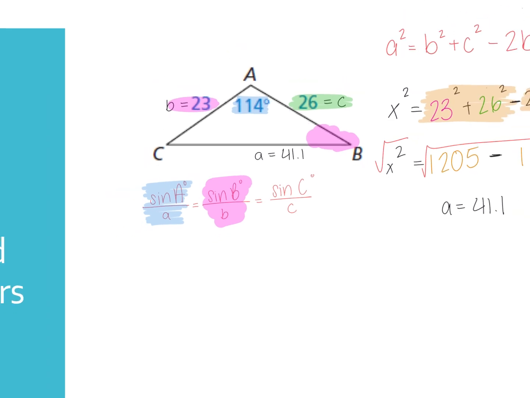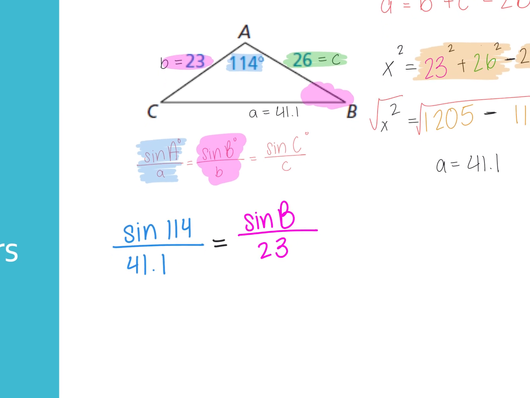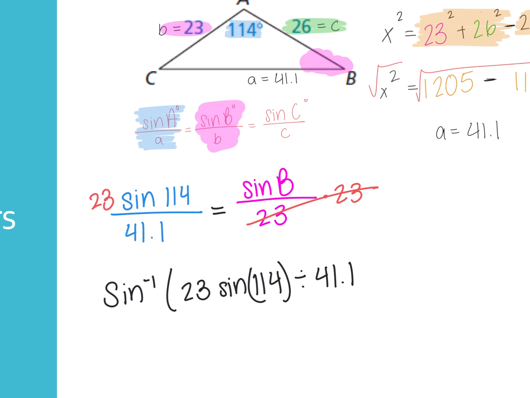So looking at it, plugging in, I'm going to take sine 114 over 41.1 equals, now we're finding sine B or angle B, sine B over 23. Yes, someone did say, do we have to use the inverse? Yes, I'm going to have to use the inverse for this because I'm solving for an angle. So how am I solving this? Multiply by 23 on both sides. And then don't forget you have to do the inverse of sine. So how am I plugging this in? You have to use the inverse of sine, 23 sine 114. And don't forget there's parentheses. You got to make sure you close those parentheses. Divided by 41.1. Go ahead and plug that in, and I'm not going to write the answer yet.